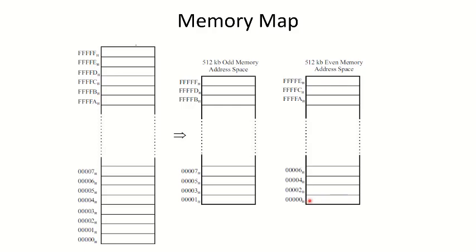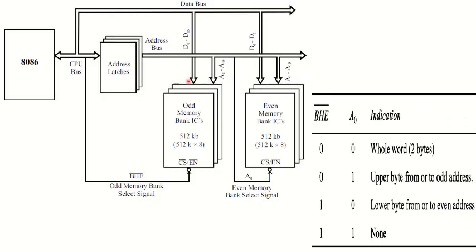So it is based on the bit A0. If A0 is 0, then it means even memory address, even memory location. If A0 is 1, then it means odd memory location. So the whole 1 megabyte memory is divided into 512 kilobyte and 512 kilobyte. Like this we have different types of memory bank. So this is the odd memory bank and this is the even memory bank.